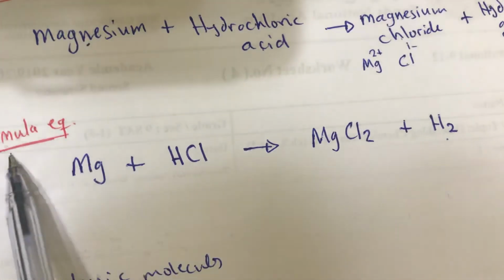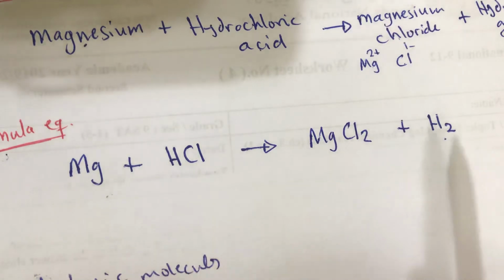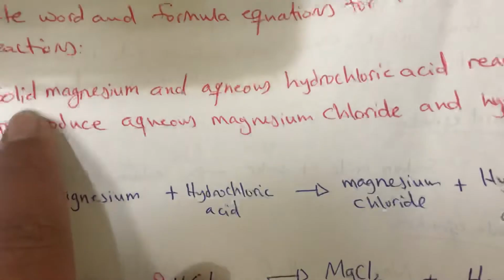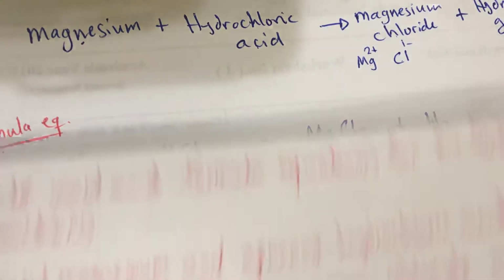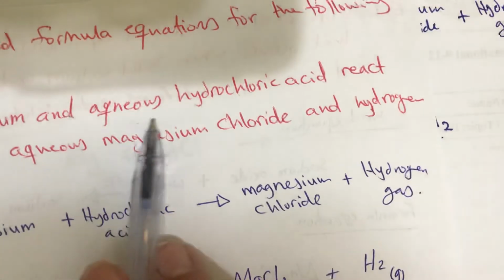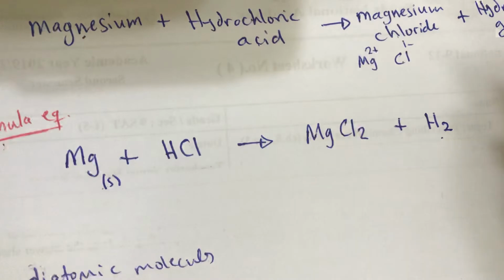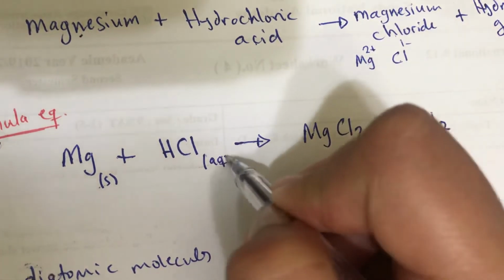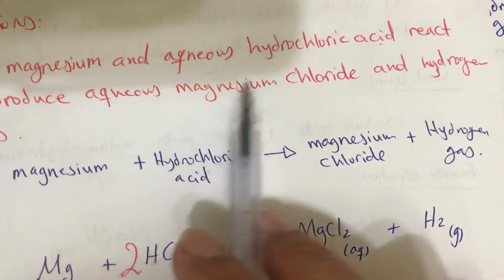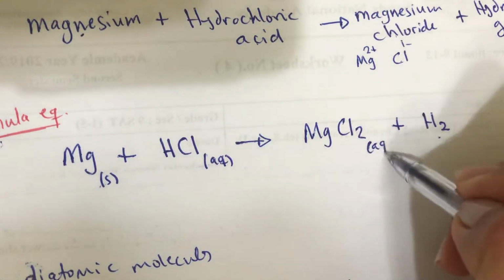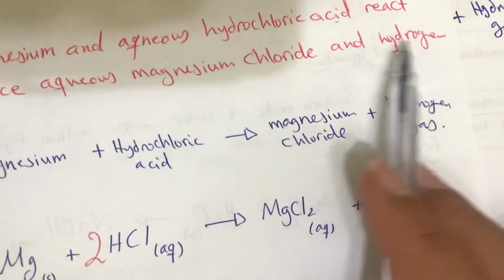So in the formula equation, you have to write the state. Here, solid magnesium, so S, and aqueous hydrochloric acid, so AQ, to produce aqueous magnesium chloride, so AQ, and hydrogen gas.